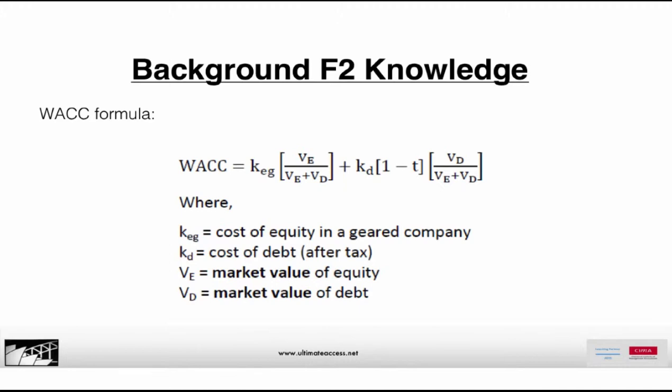When we look at equity, we have the cost of equity of the company, and we multiply this by the market value of the equity over the total market value of equity and debt. On the other side, we have the cost of debt after tax, and we multiply this by the market value of debt over the total market value of equity and debt. Between the two figures, we add them together to give us our weighted average cost of capital.